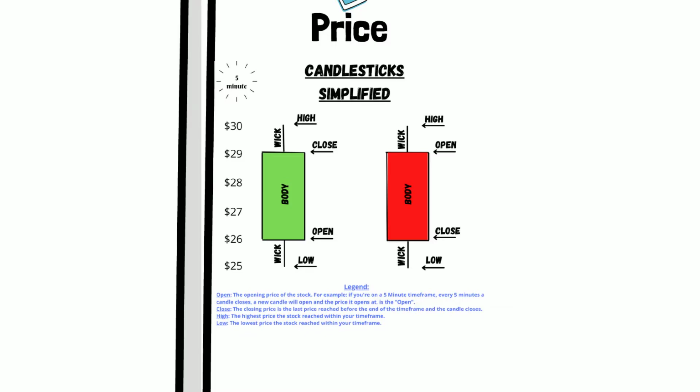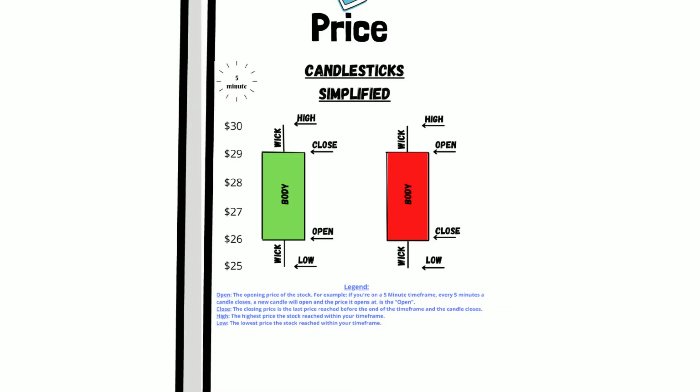I like to think of it as a receipt. It tells me at what time the stock reached a specific price. Now let's read the receipt. The bottom of the wick tells you the lowest price the stock has reached within these 5 minutes, which in this example is $25. The top of the wick tells you the highest price the stock has reached within those same 5 minutes, which in this example is $30. That's the same for bullish and bearish candles.